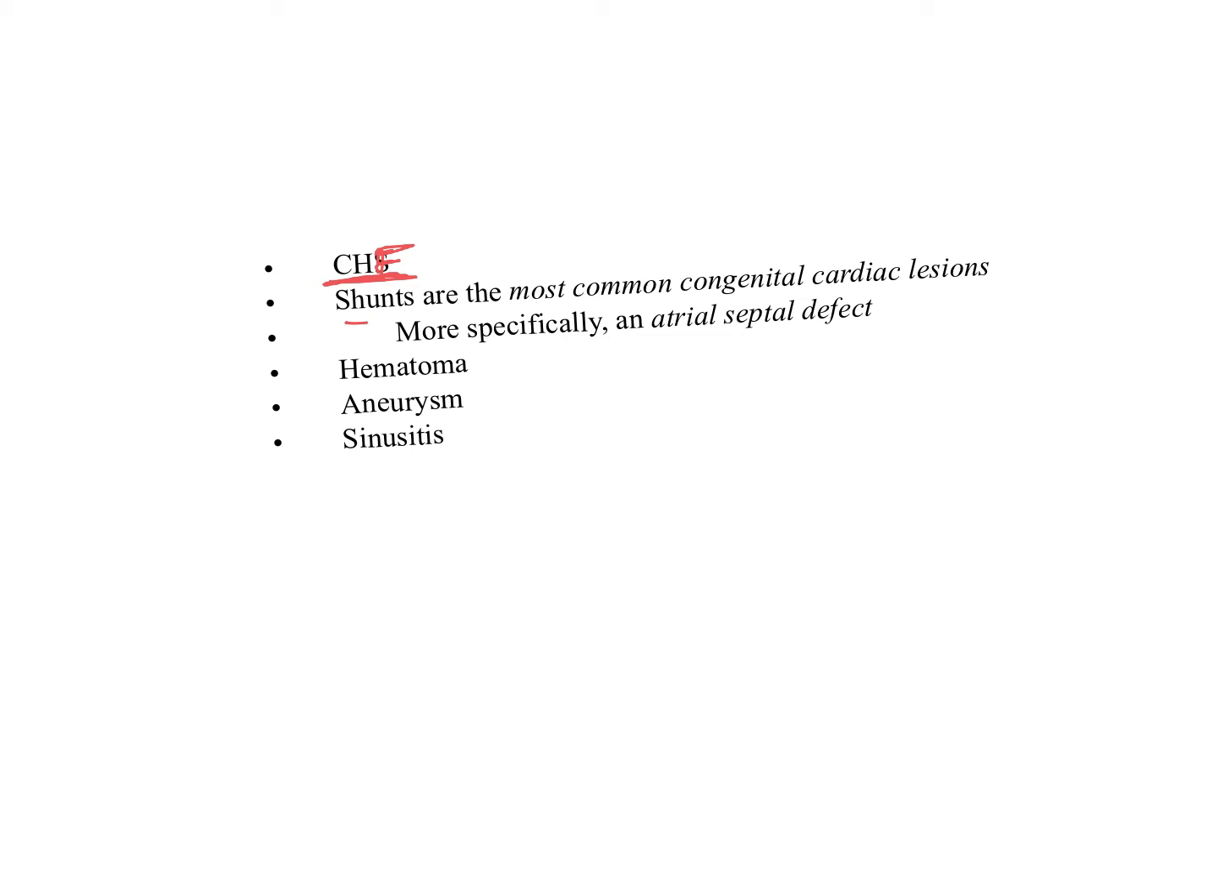The next one are shunts, or atrial septal defects is probably a more common term, but it is a congenital lesion, meaning it's present from birth, and it is actually a hole in the wall between the heart's upper chambers. Again, it's usually present at birth, but if it's not diagnosed, it can go into adulthood and then cause a lot of problems for that person.